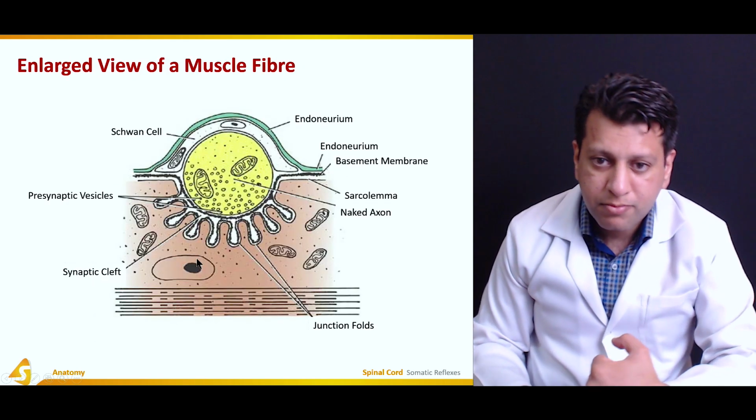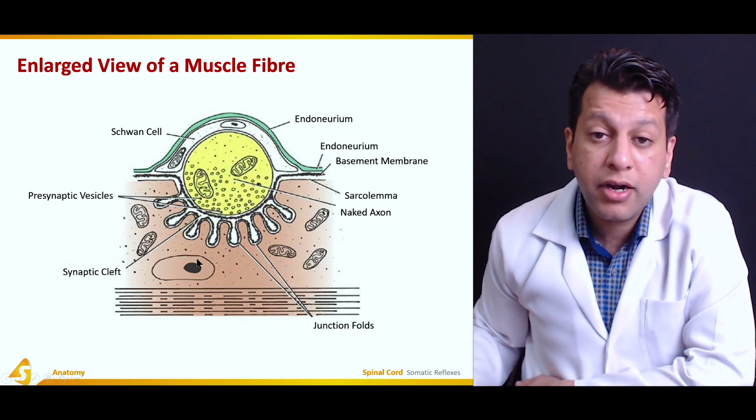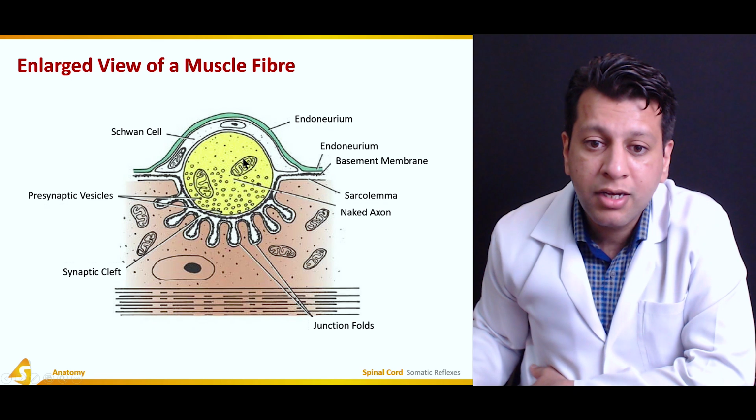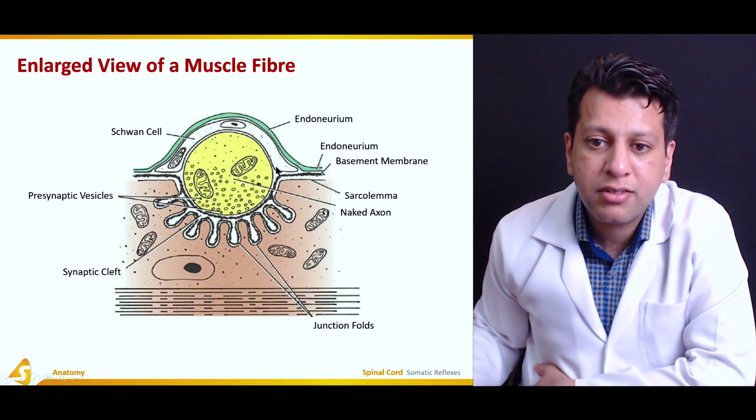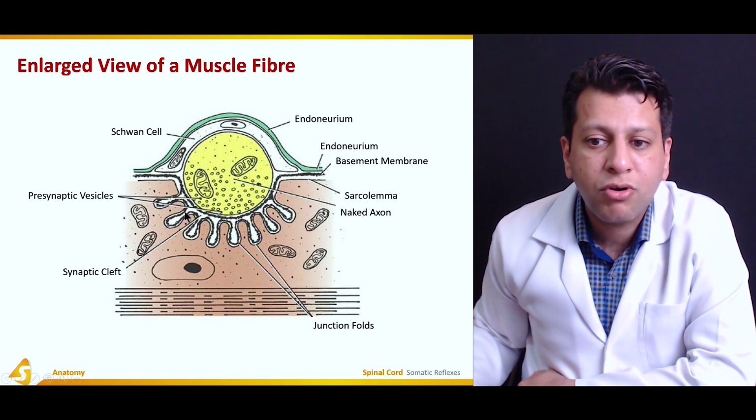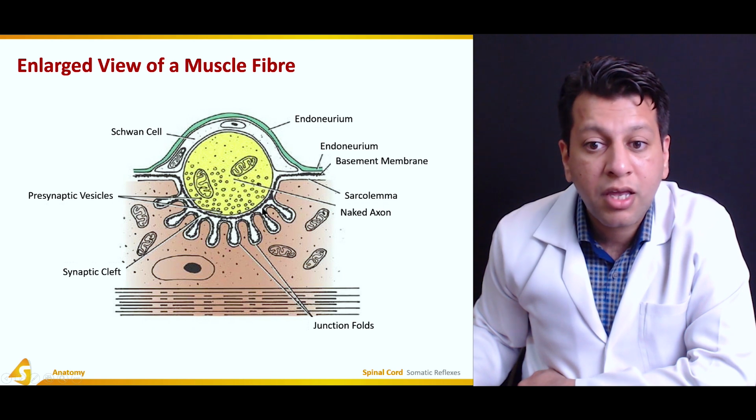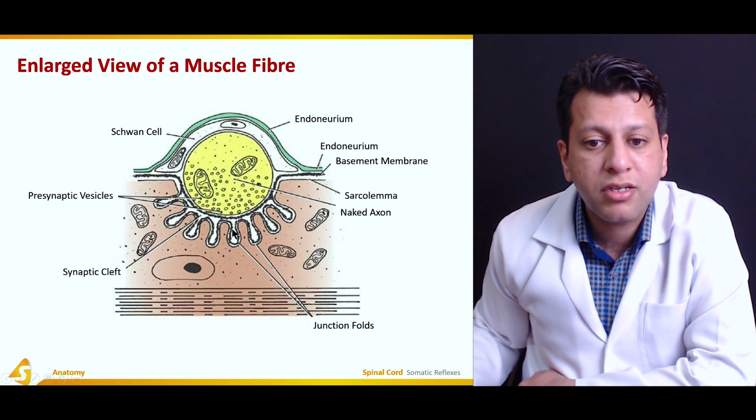Now this is a more elaborate diagram, a large view of a muscle fiber. This is the muscle fiber, this is the naked axon which is lying in there, and this is the synaptic cleft. As you can appreciate over here, this is the presynaptic terminal, and this is the postsynaptic terminal. Once the impulse arrives over here, it results in a release of presynaptic vesicles, so certain chemical mediators are released, and these bind to the receptors which are present on the muscle fibers, and this results in the contraction of the muscle.